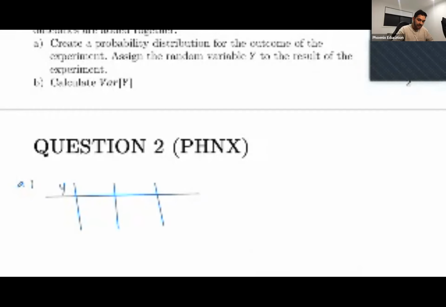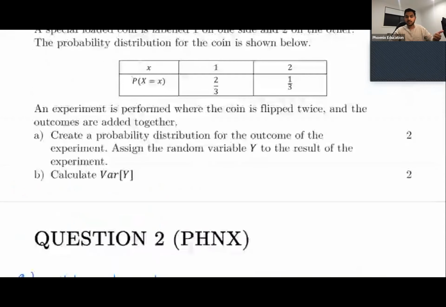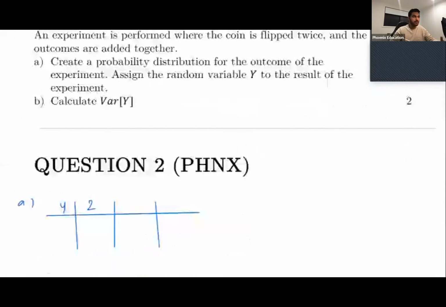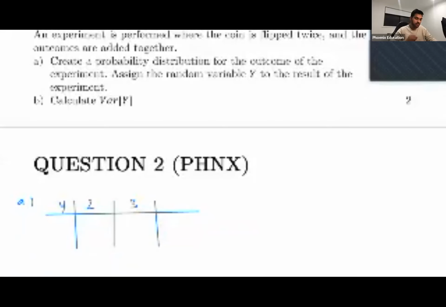Now, if we're adding the values together here from the coin tosses, there's only certain values that you can have. Okay, so you can no longer have a value of 1, for example, because you need to toss a minimum of 1 and 1. So the lowest value that you can actually have is a 2, from a 1 and a 1. You can also have a 3, from a 2 and a 1, or a 1 and a 2. And you can also have a 4 from a 2 and a 2. So these are the possible outcomes.